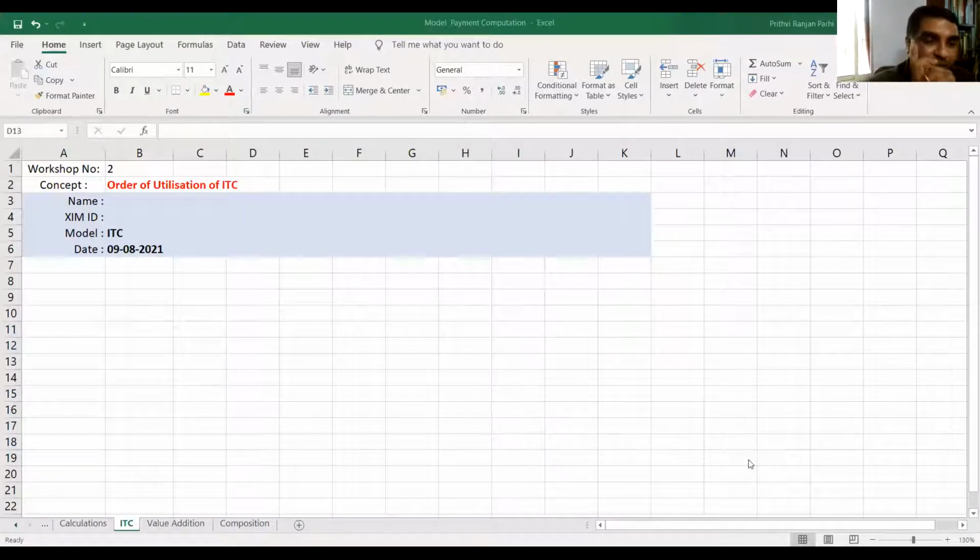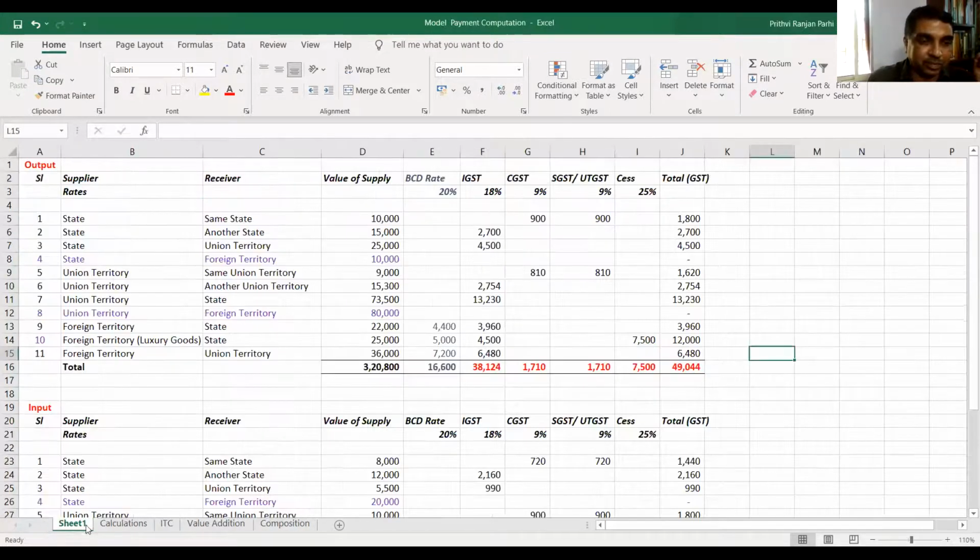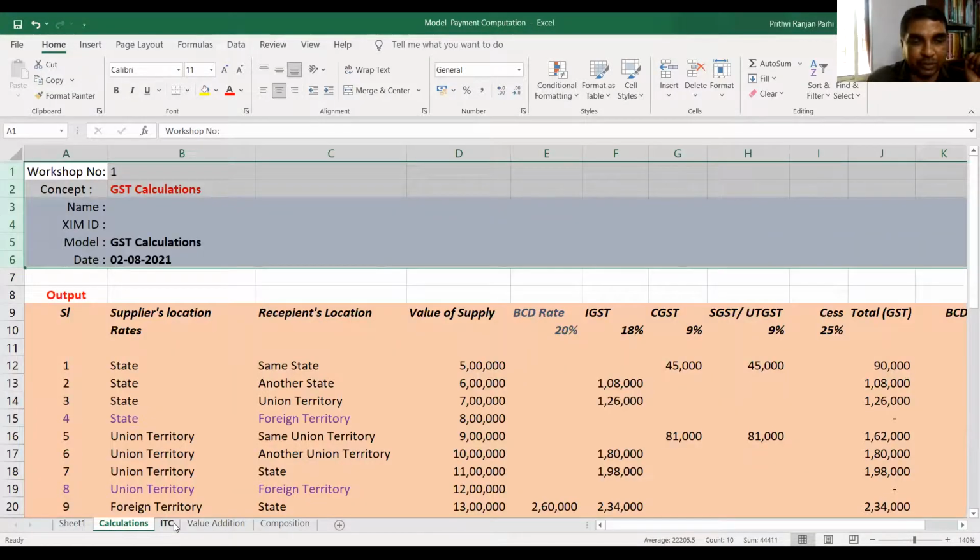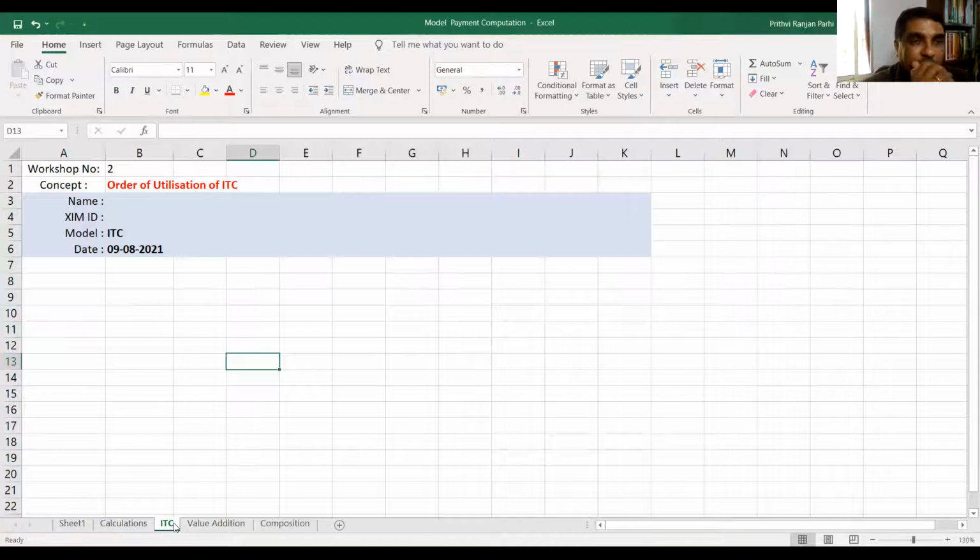I just told you, open an Excel sheet, the same workshop file. The sheet name is ITC. You have done one sheet regarding calculations. Okay, calculation, this part was there. Now we are going to ITC. This is our workshop number 2, and this is the concept we are going to learn.